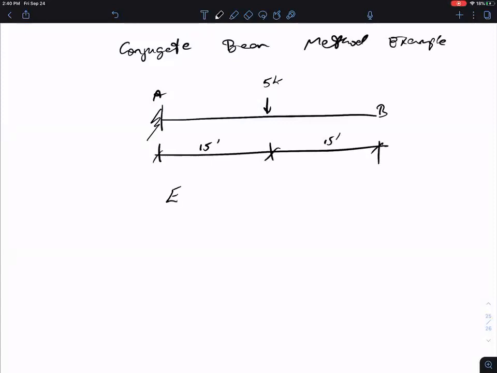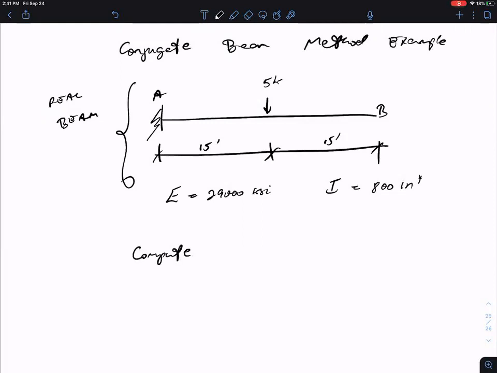We'll add some material properties. So the modulus is 29,000 KSI. The moment of inertia is 800 inches to the fourth. That would be a section property. So let's just label this as our real beam. And again, the goal is to compute the slope and deflection at point B.